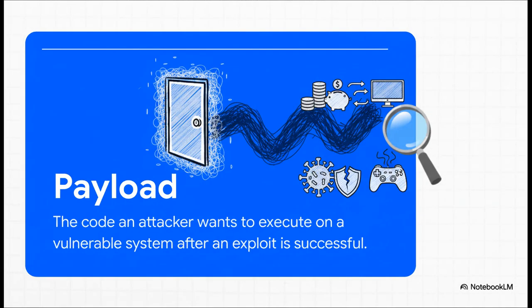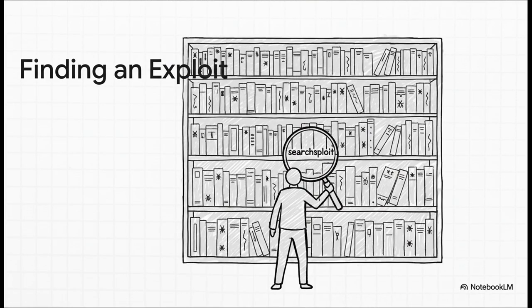But see, the exploit only picks the lock. It gets you through the door. The payload, that's the important part. That's what you do once you're inside. It's the little package of code the attacker wants to run on the target machine. Maybe it's to steal some files, but more often than not, it's to open up a backdoor so they can take remote control.